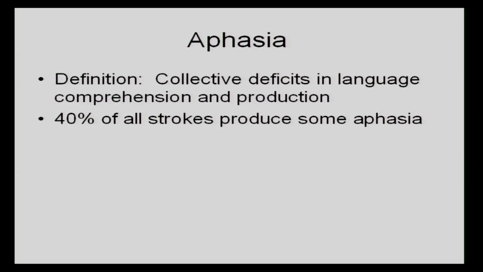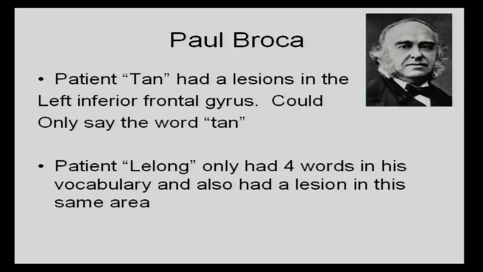A scary fact is that 40% of all strokes produce some aphasia, so some language impairment, and you may have had a direct experience with that with friends or family members that have had strokes and have either language production problems, they have problems speaking, or more difficulty understanding. So there are two historical names that I want you to know about in terms of language production and understanding. The first is Paul Broca.